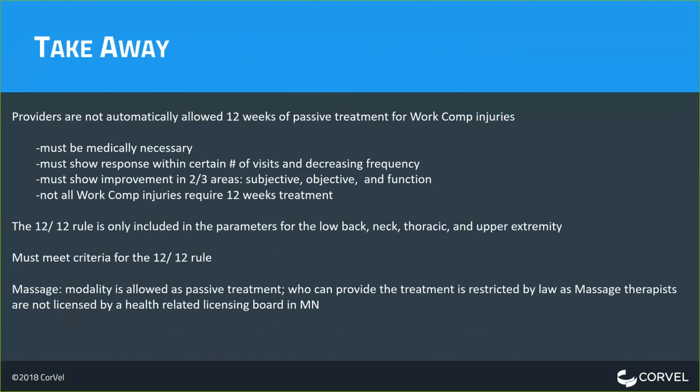And thirdly, there are criteria that must be met for the provider to proceed with the 12-12 rule, and we've already gone over that. The other takeaway I'd like you to remember is massage. It's a modality that's allowed as passive treatment, but who can provide the treatment is restricted by law, as massage therapists are not licensed by a health-related licensing board in Minnesota.